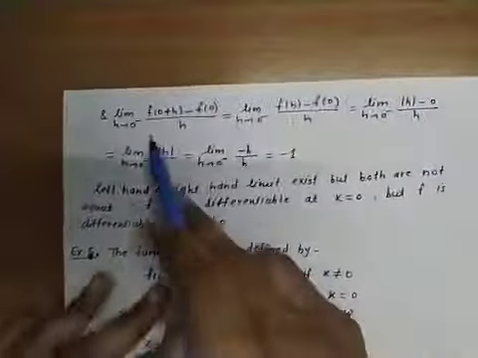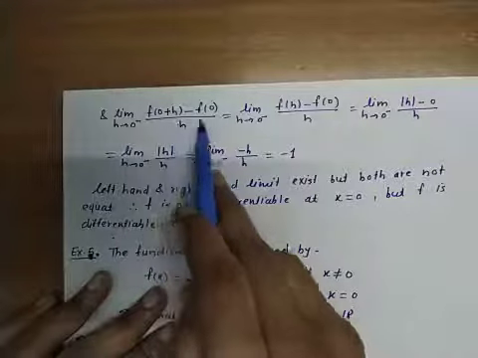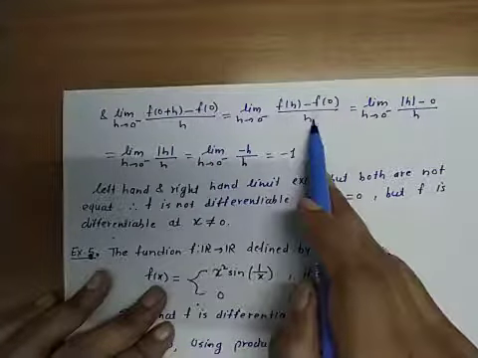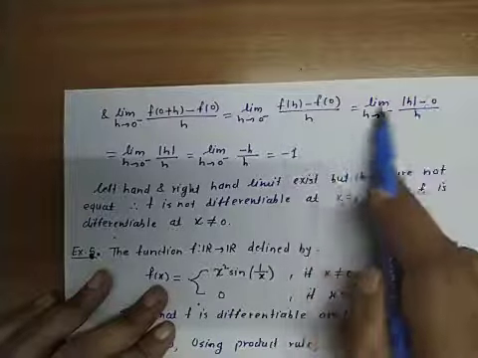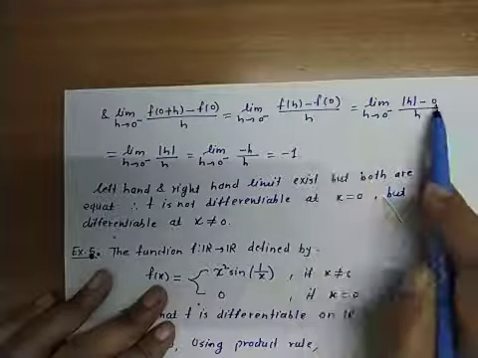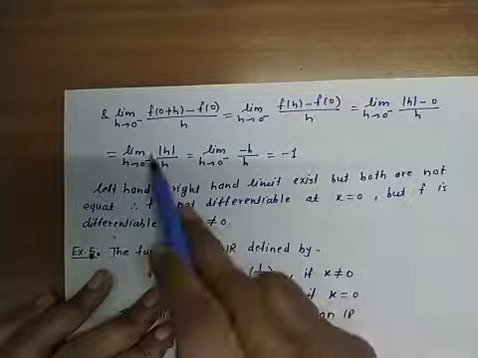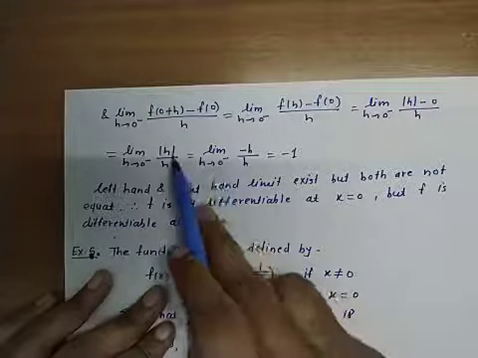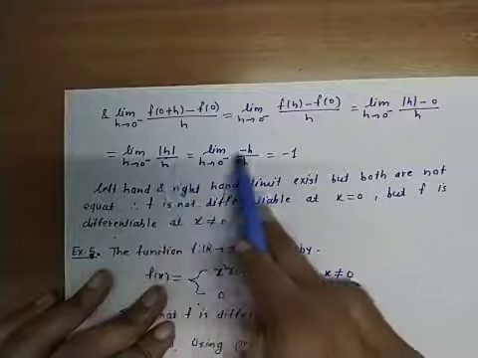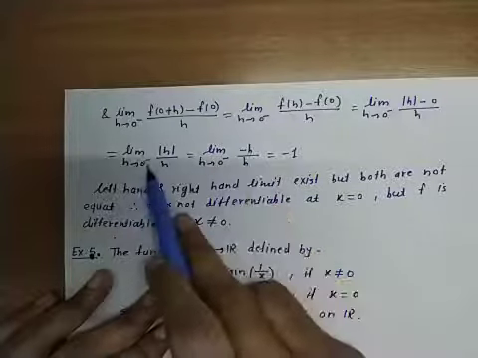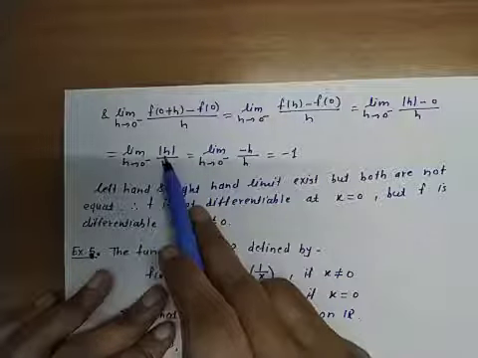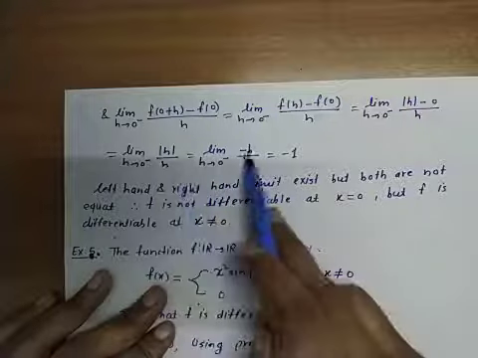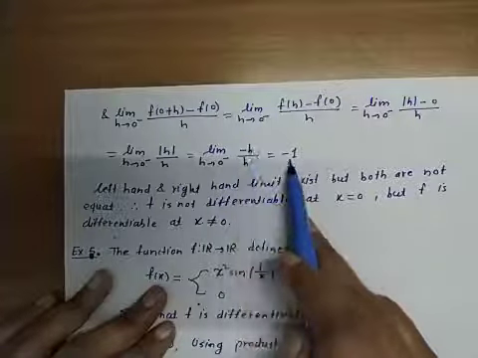And limit h tends to 0 minus, f of 0 plus h minus f of 0 upon h. So similarly, f of h minus f of 0 upon h. So that is, f of h is mod h minus f of 0 upon h. That is, limit h tends to 0 minus, mod h upon h. What will be mod h? Mod h is minus h, as h tends to 0 minus, because h is negative. So modulus of a negative number is minus of that. So minus h upon h, that will be minus 1.